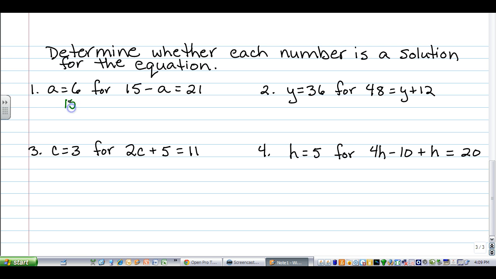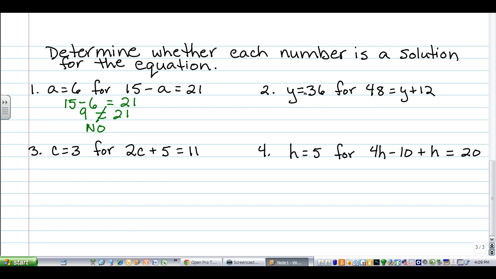So 15 minus a, and a is 6, 15 minus 6, does that equal 21? 15 minus 6 is 9, and 9 does not equal 21. So, is 6 a solution for this? No. It is not a solution.